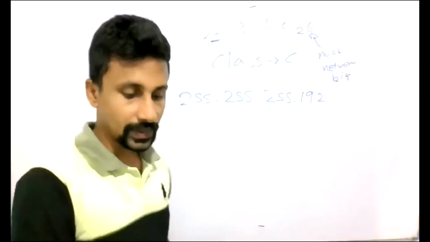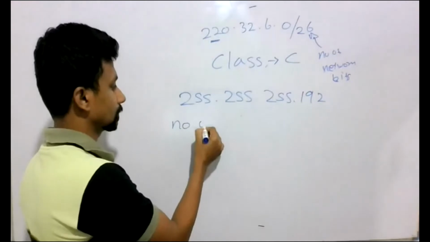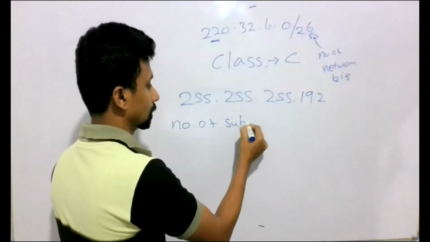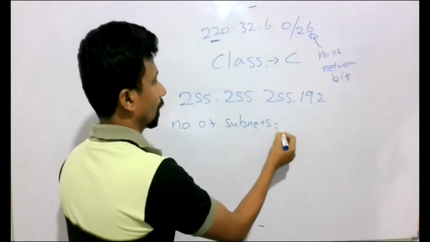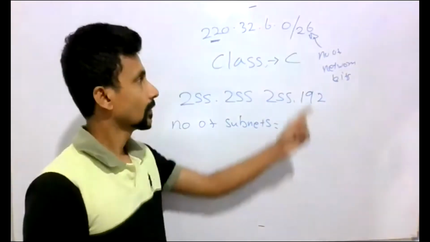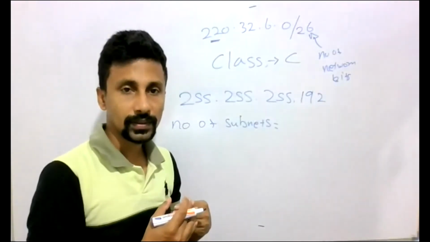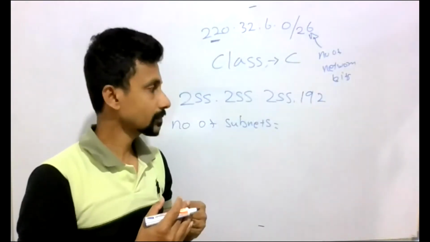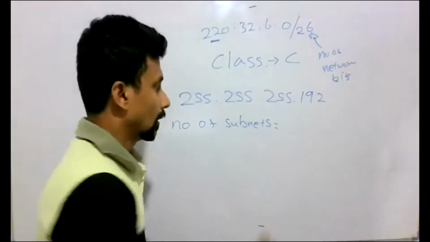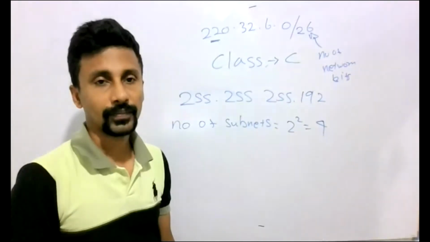So second. Then number of subnets and number of hosts. So number of subnets. How many bits we have taken for the subnets? 26 means we have taken 2 bits from the host. So 2 to the power 2 equal 4 subnets you can create.